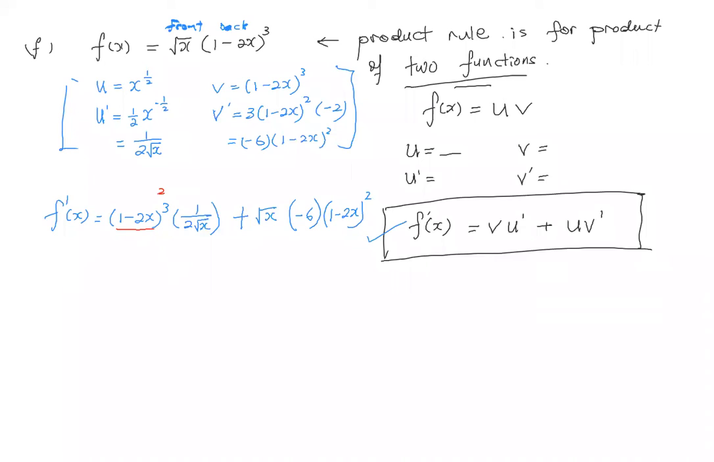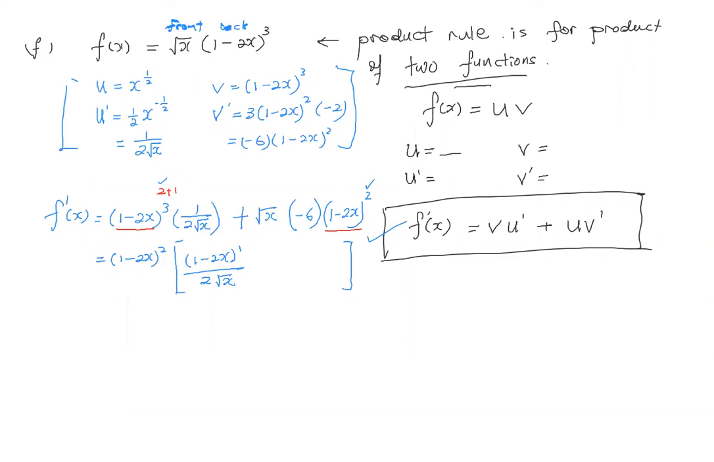3 is 2 plus 1. This is a common factor. Okay, so I will take out the common factor, like that, because here got power 2, here also got power 2. So I take out (1 minus 2x) to the power of 2. Whatever remaining, I put in the bracket here. So what remains is (1 minus 2x) to the power of 1 divided by 2 root x. Am I right?